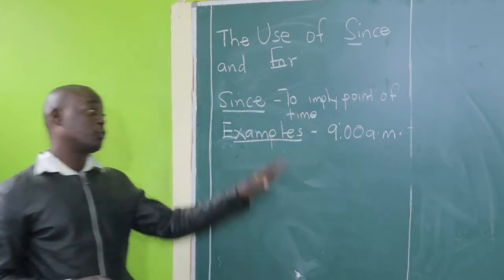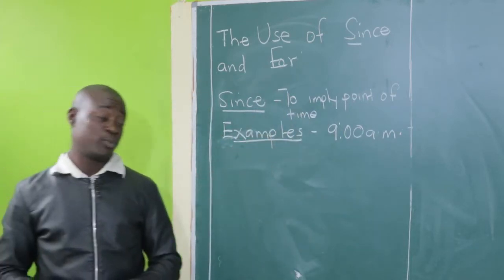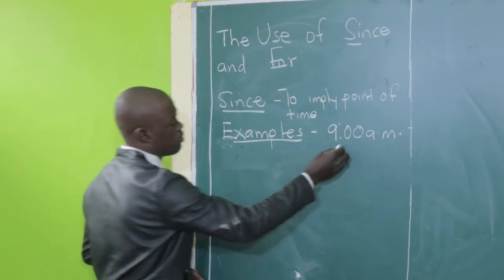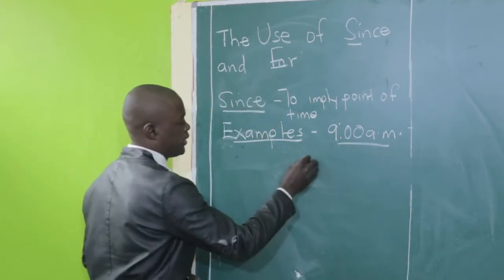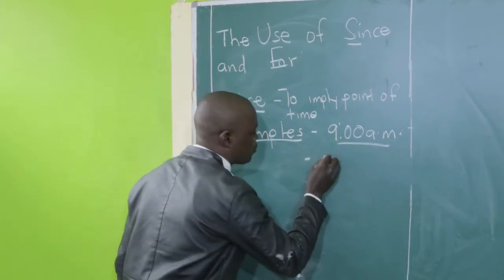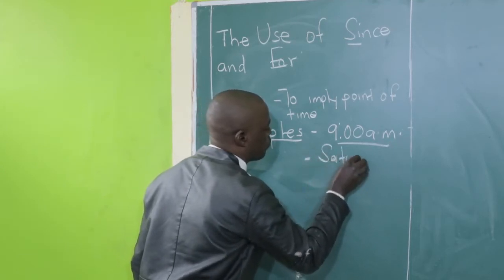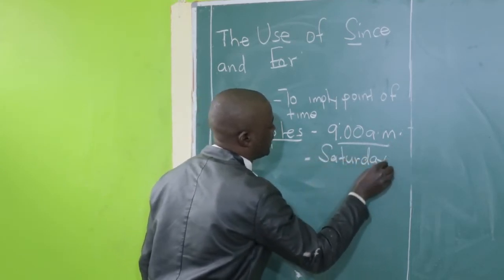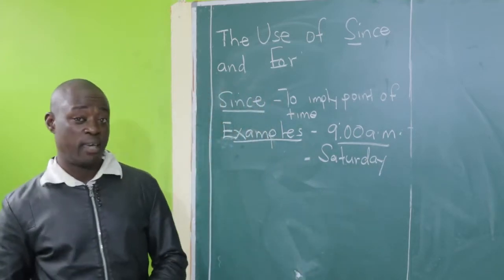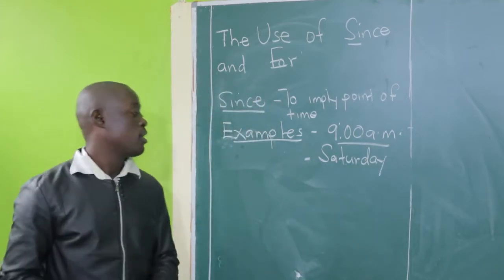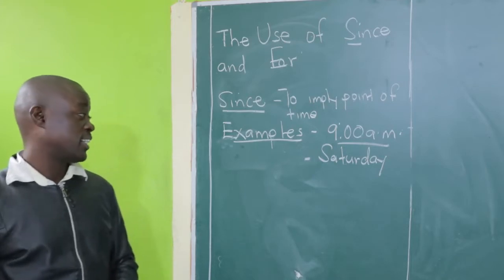The use of since is used to imply a point of time when an action begins. For instance, 9 a.m. Let's look at more of such. Saturday is also a point of time. For example, you can say, we've been here since Saturday.